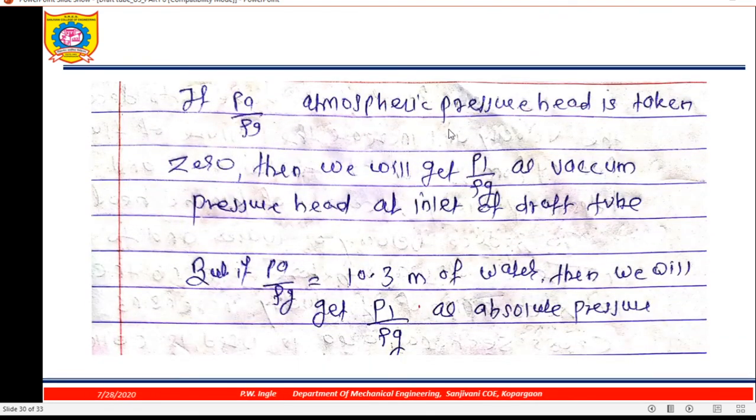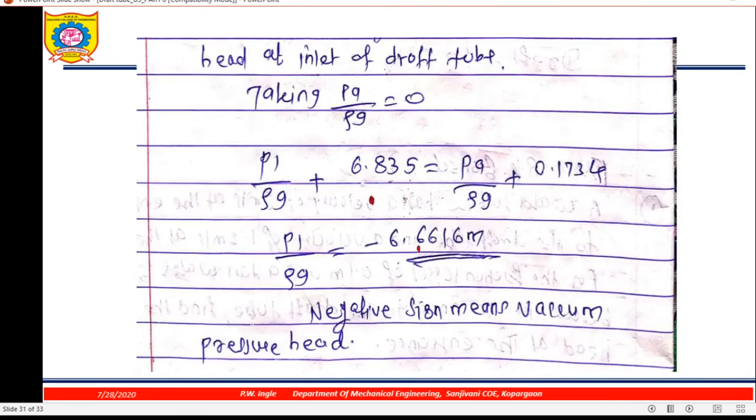PA by rho g is nothing but atmospheric pressure head. It is taken as 0. Then we will get P1 by rho g as vacuum pressure head. If you are taking PA by rho g as 0, then P1 by rho g is the vacuum pressure head at inlet of draft tube. This statement is very important. If PA by rho g is 10.3 meter, then we will get the absolute pressure. In most of the problems we have taken this PA by rho g as 0, not 10.3 meter. So taking PA by rho g as 0, you will get P1 by rho g as a minus, which means vacuum pressure head.